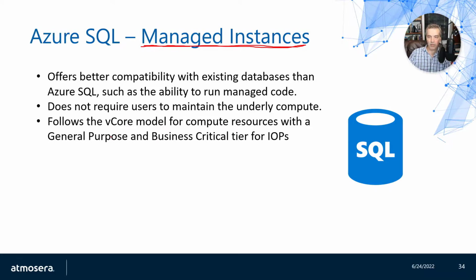Now, as far as the model of compute goes, it follows the vCore model, and the vCore model in this case allows you to assign a certain number of compute to the given instance that you might have, and then you can also choose between general purpose and business critical on a managed instance as well.